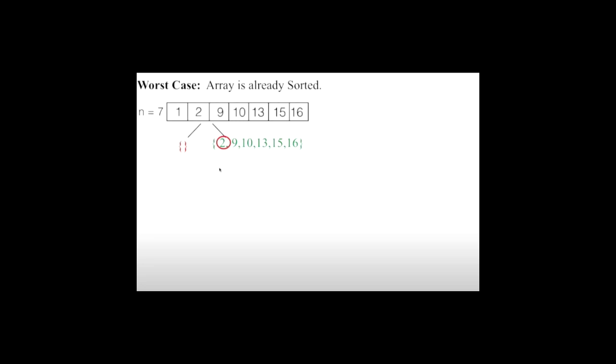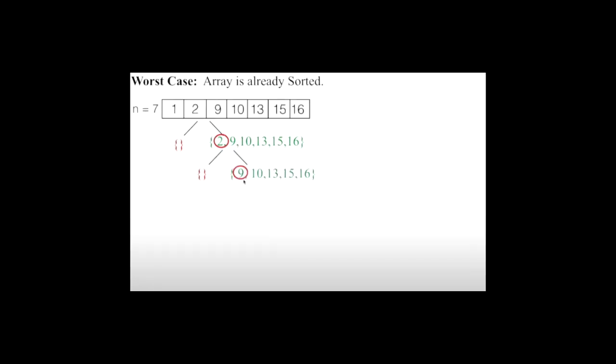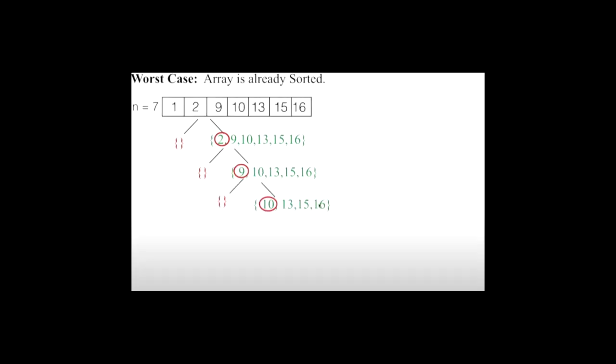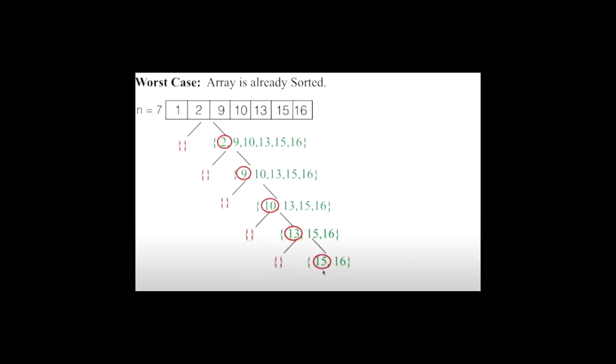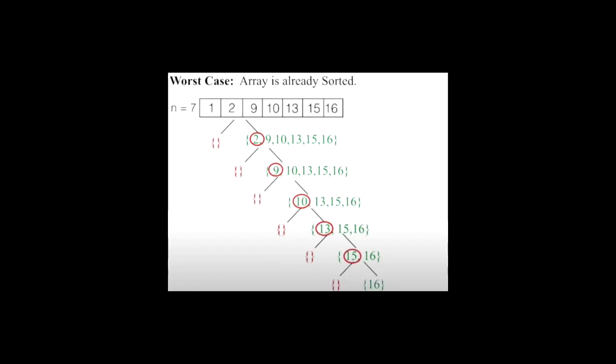Next, I will select 2. We do not have any element less than 2, so left side array will be empty again and everything will be in the right side. If we continue to select the first element because it is already a sorted array, we find all left side array empty and everything is in the right side array.